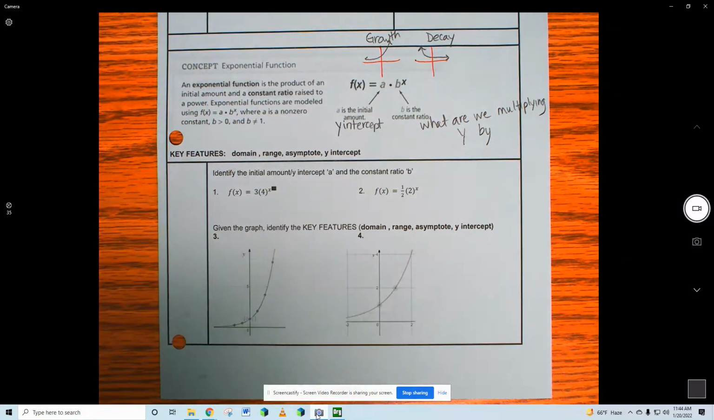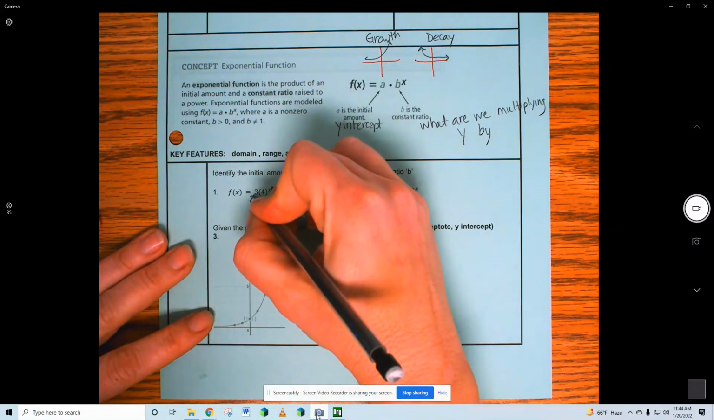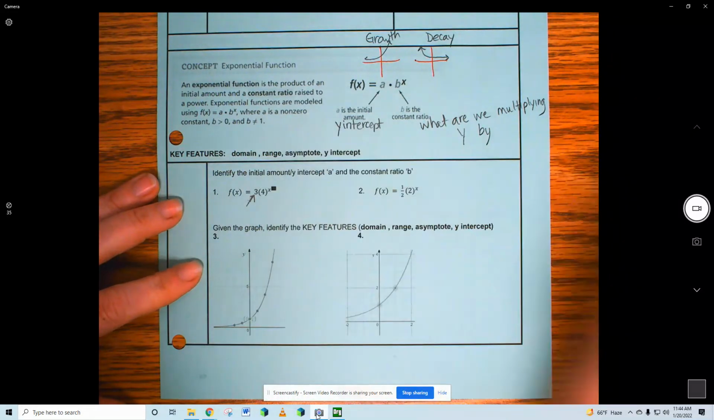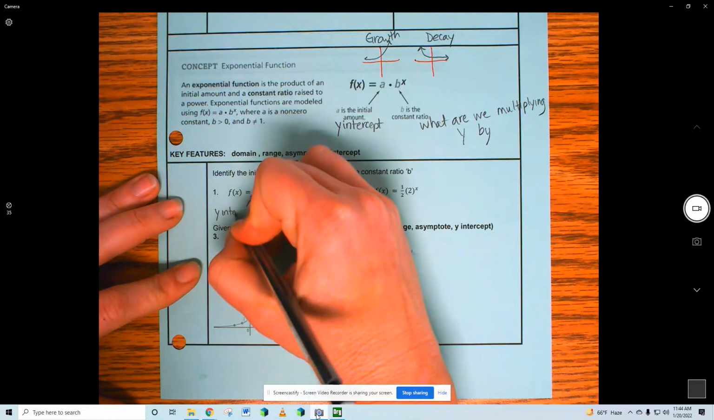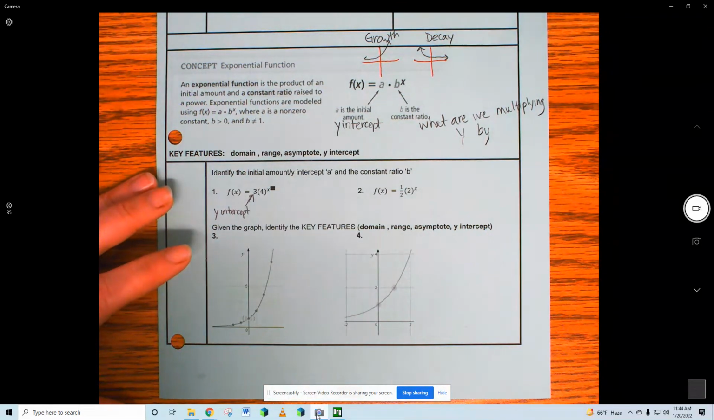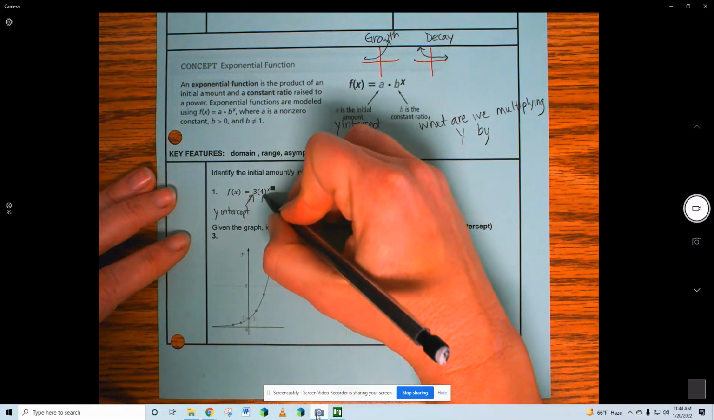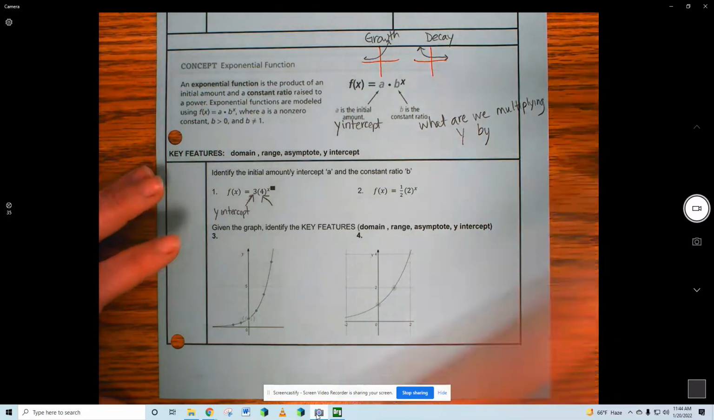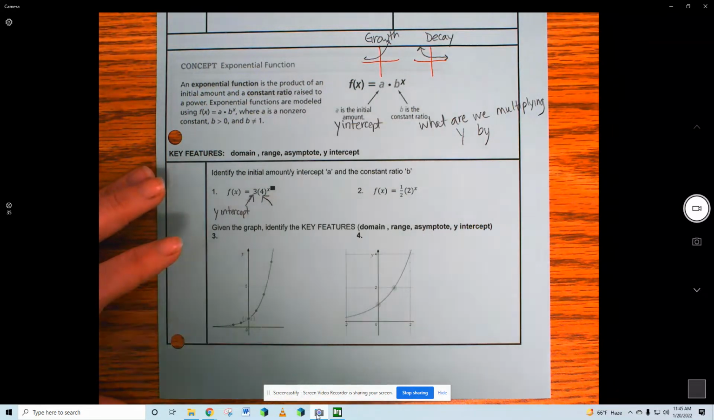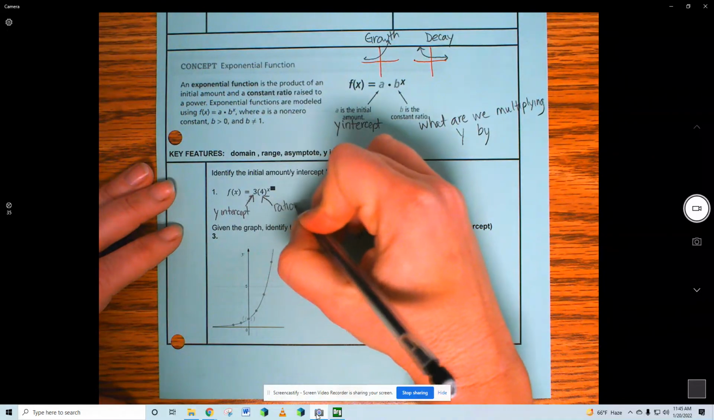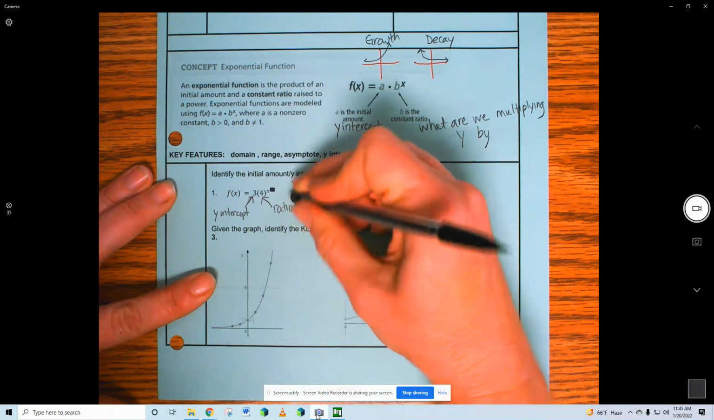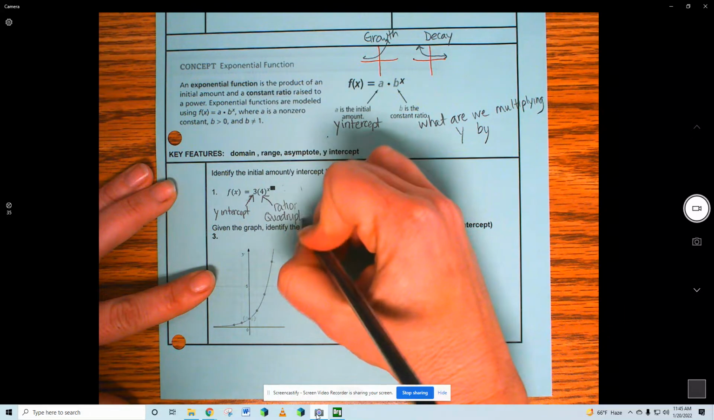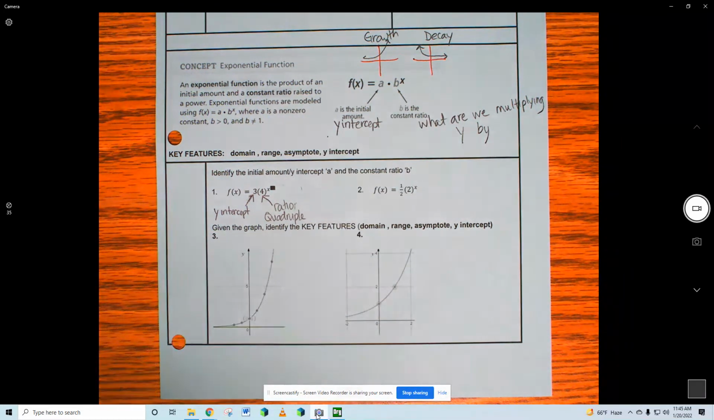All right. What does the 3 represent in front here? The number right after the equal sign. What's that called? The y-intercept. What does the 4 represent? Look up above. The number that's the base of the exponent. It's the ratio, and because it's a 4, this would mean that I'm quadrupling my numbers.